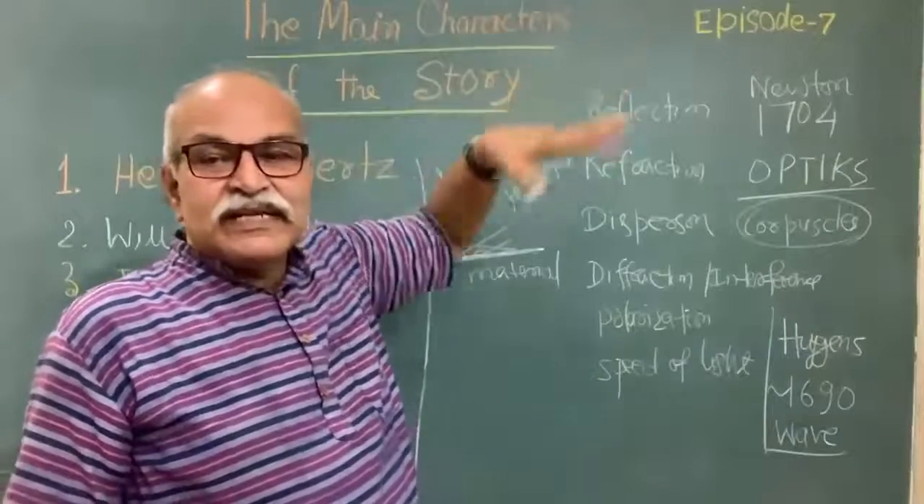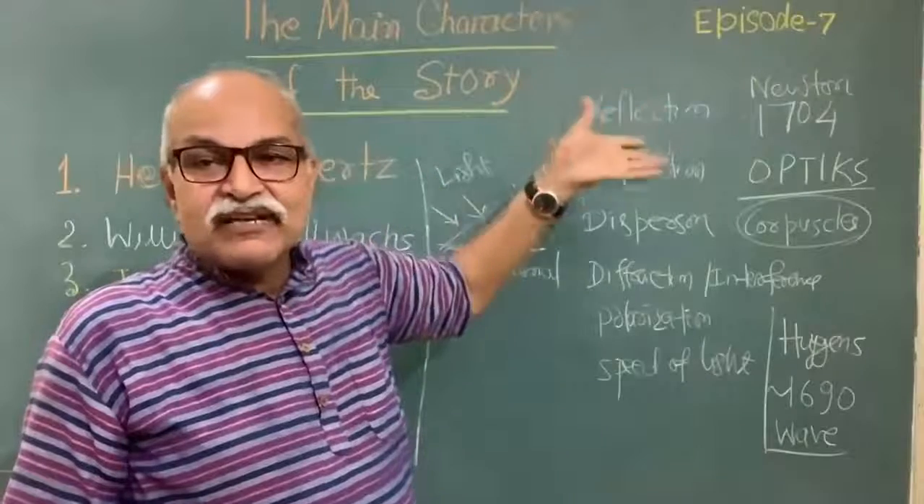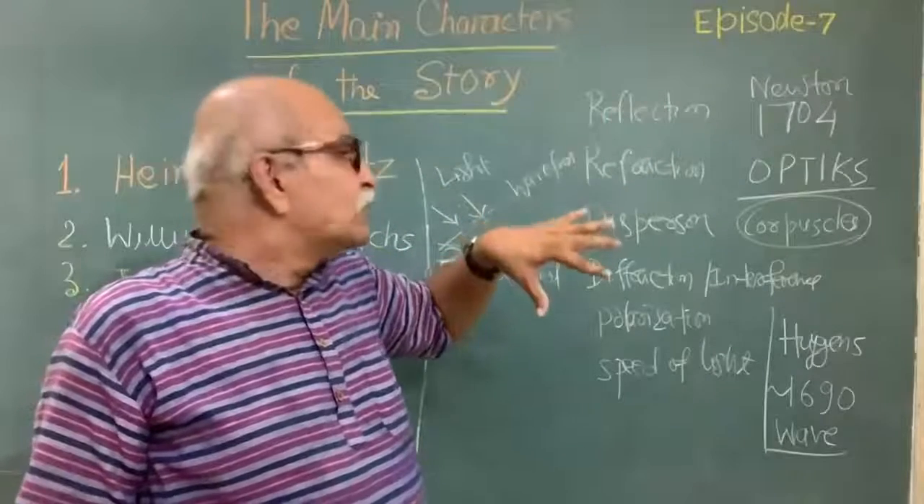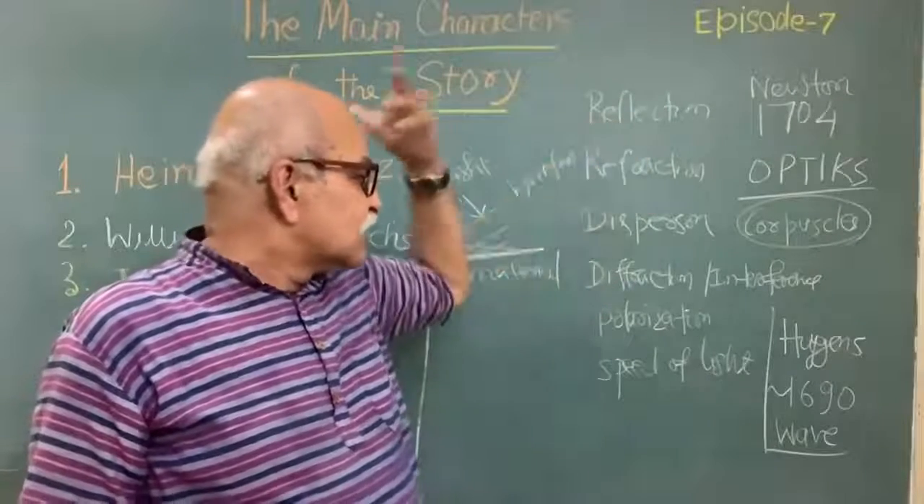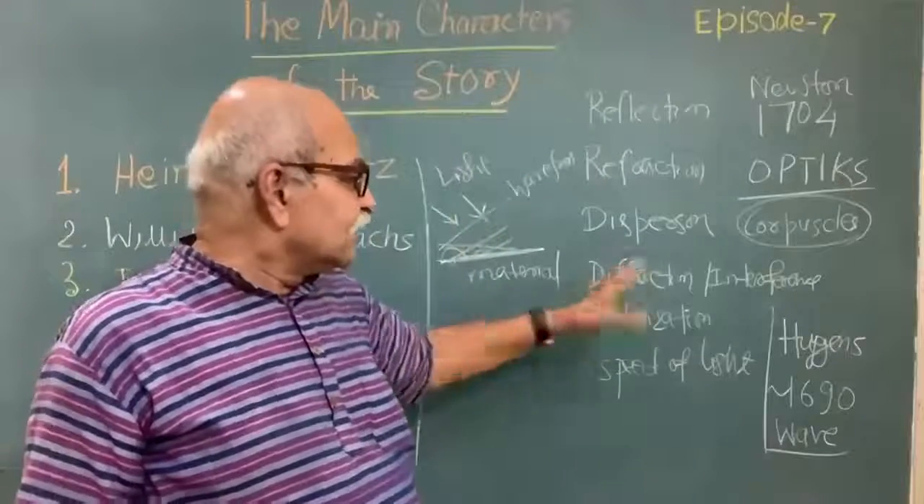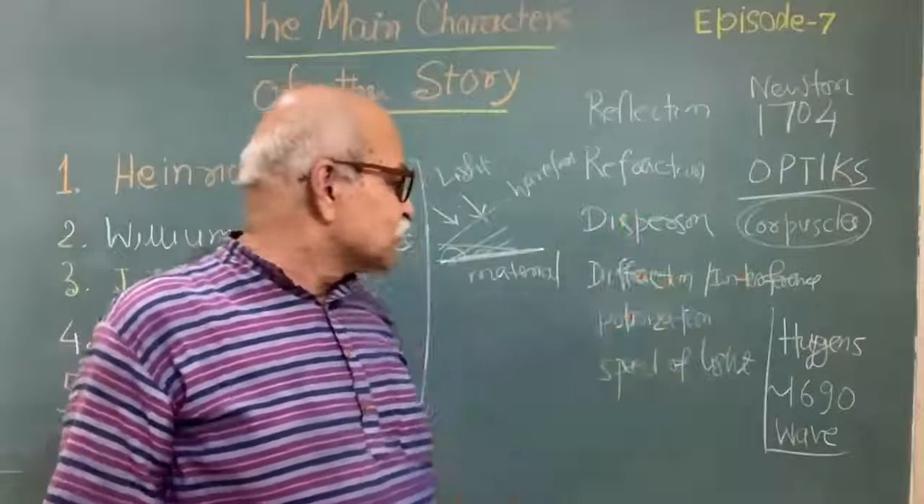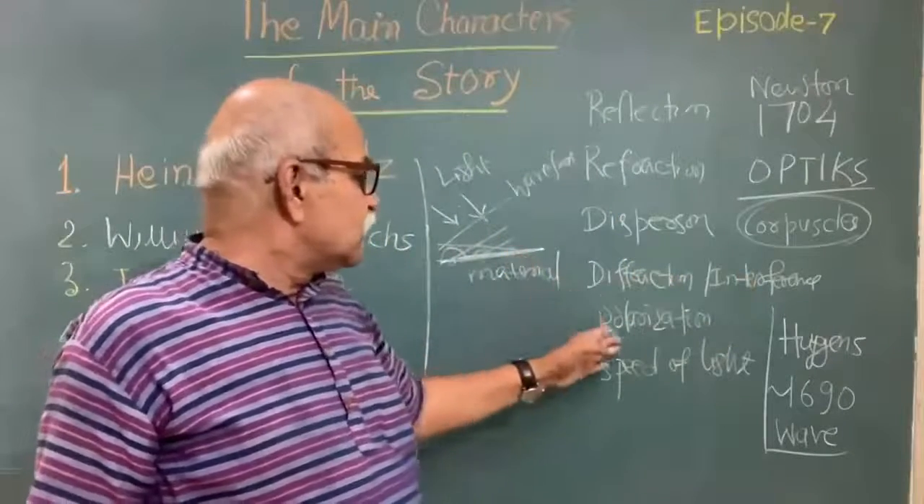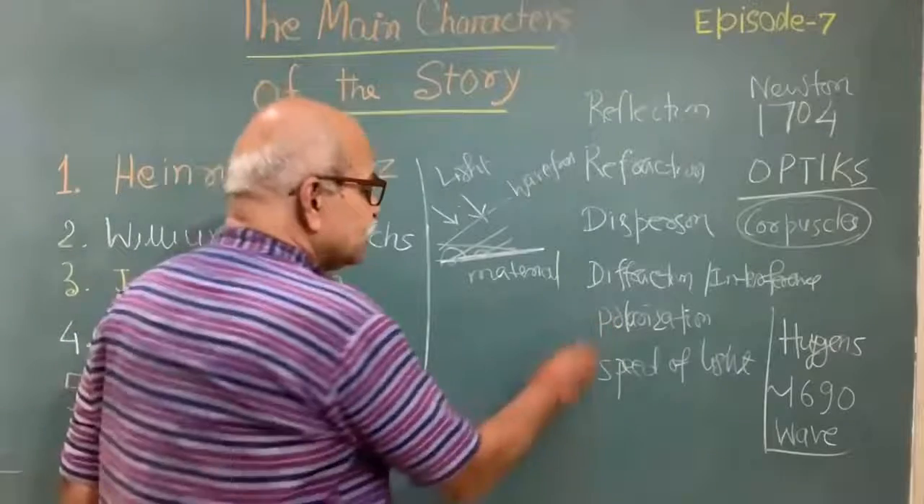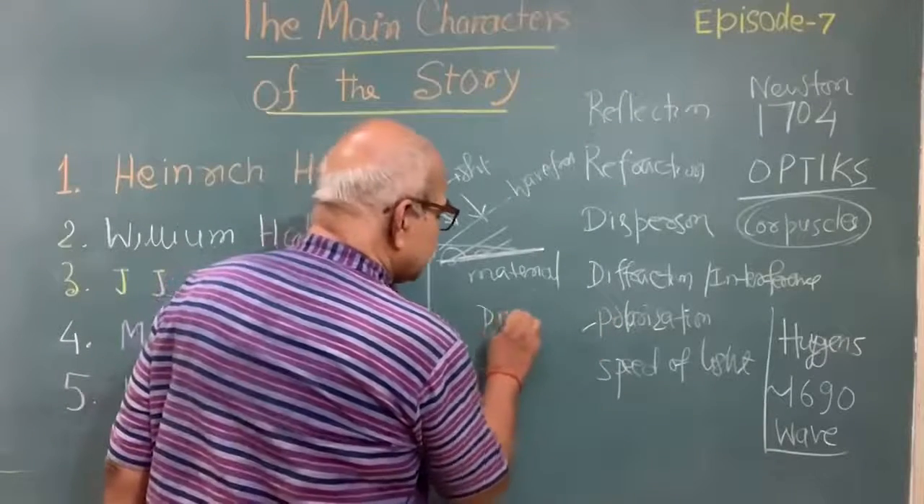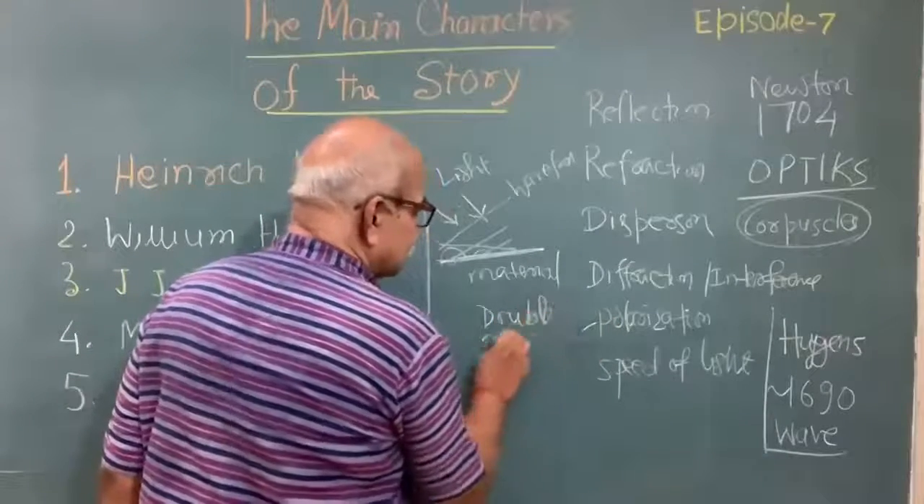reflection, he explains light going in a straight line if there are no obstacles, no openings, refraction, diffraction, everything, interference. And he also studied polarization, especially what we call double refraction.